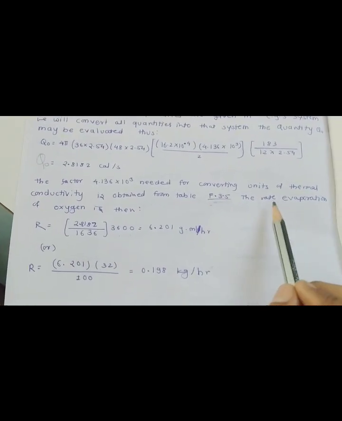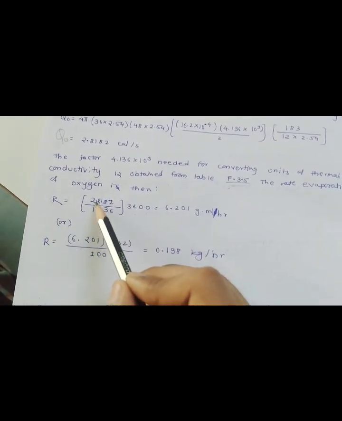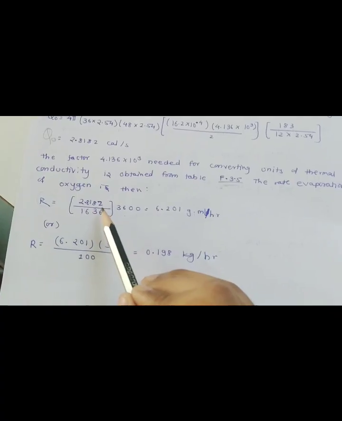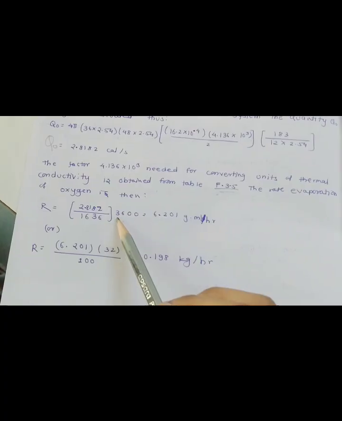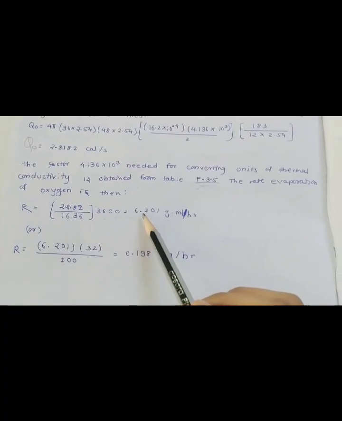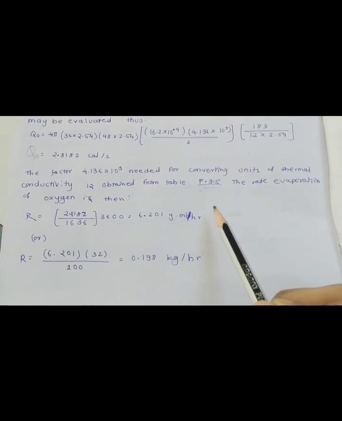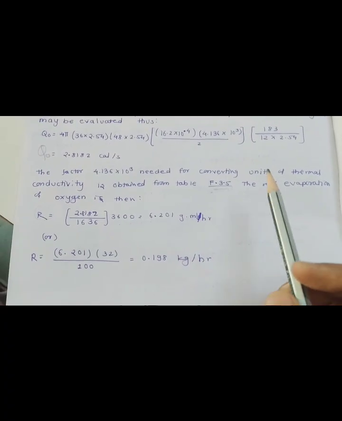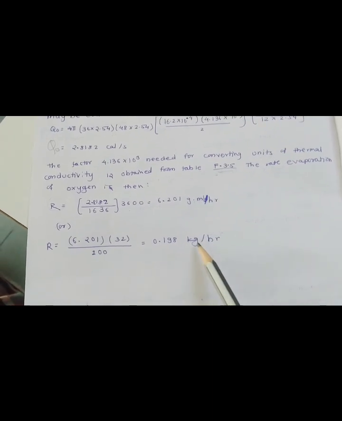The rate of evaporation of oxygen is then what we have to find. Our rate is equal to 2.8182 divided by 11636 multiplied by 3600, which is ultimately 6.201 gram per hour, or R is equal to 6.201 multiplied by 32 divided by 100, which equals 0.198 kg per hour.